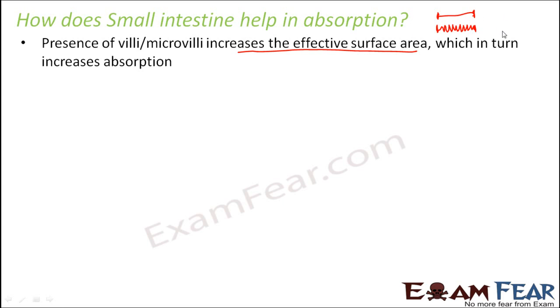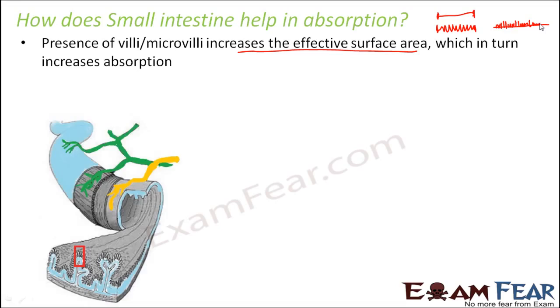Now in the small intestine also, on the surface they have these hair-like structures. So when you have so many hair-like structures, each of them acts in absorption. So the effective surface area is increasing, and that is why absorption is also increasing. So let us have a close look at the structure of the inner walls of the small intestine, where we have the villi.